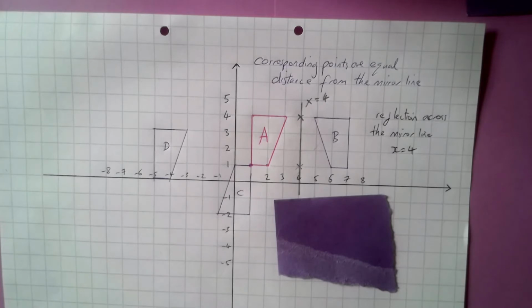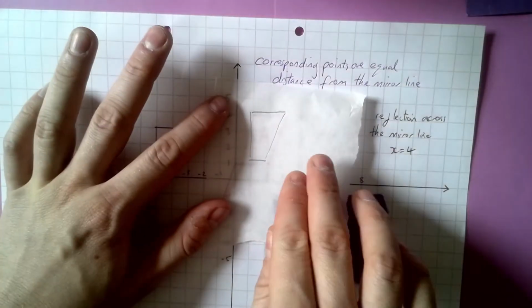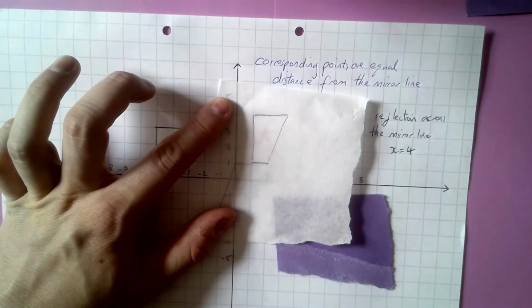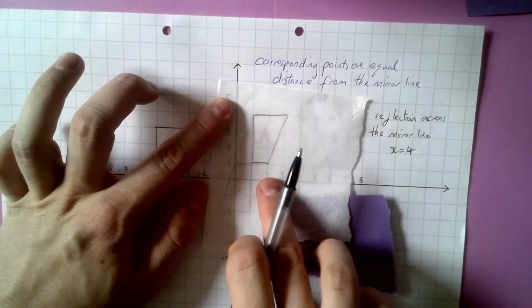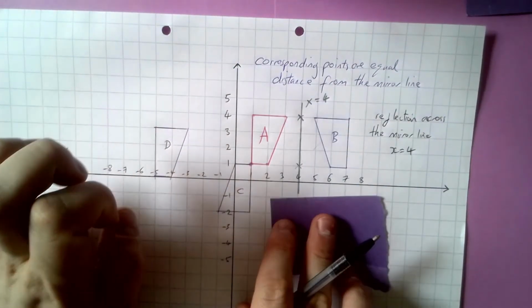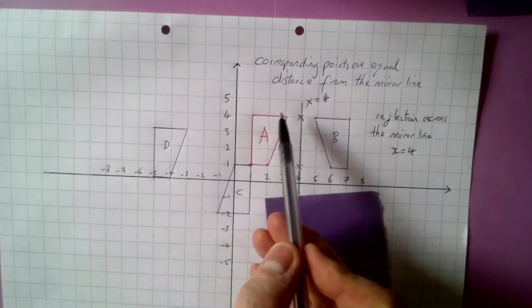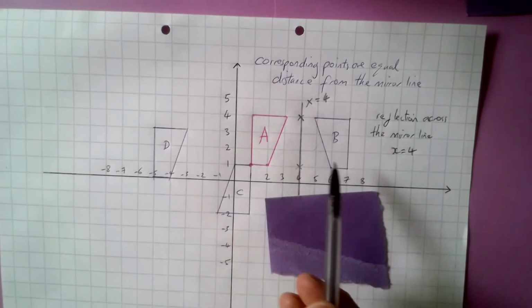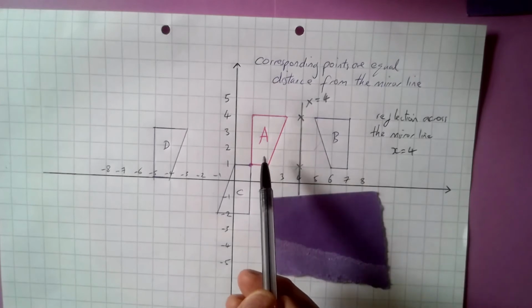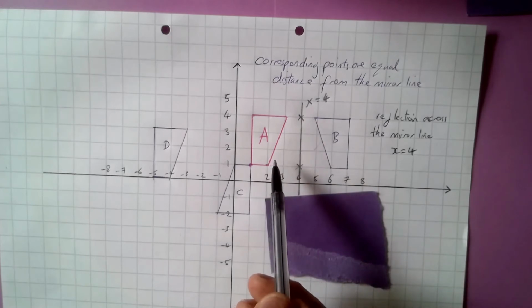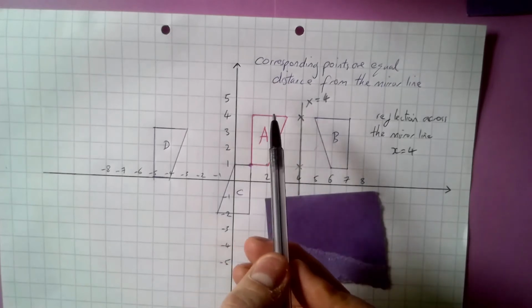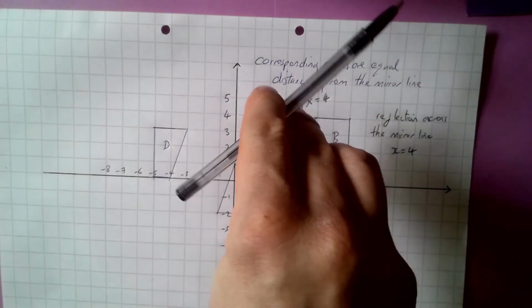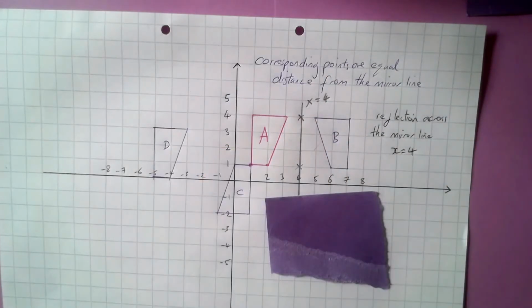Going back to my tracing paper, here we have that. I can see that C isn't the same direction. The image, it's not got the large bit at the top like this one and the short bit at the bottom like this one. So it's not going to be a reflection. And actually, if I think about turning things around, then it's going to be a rotation.